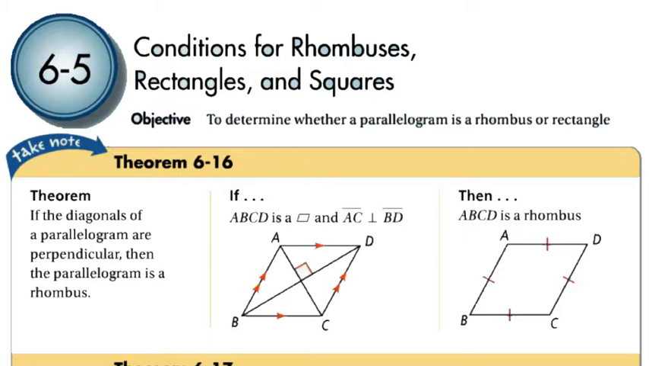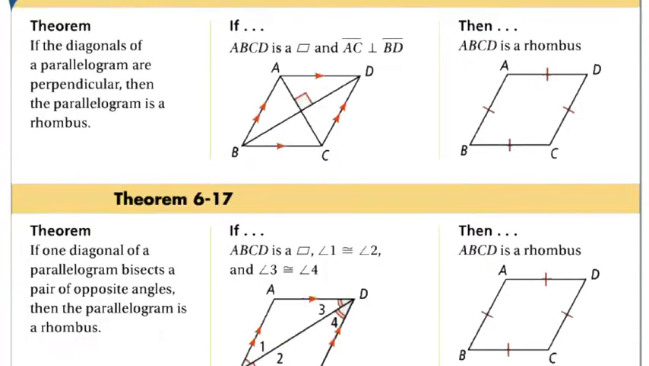And the first theorem says if the diagonals of a parallelogram are perpendicular, then the parallelogram is a rhombus. So as long as we have perpendicular diagonals, that creates a rhombus.